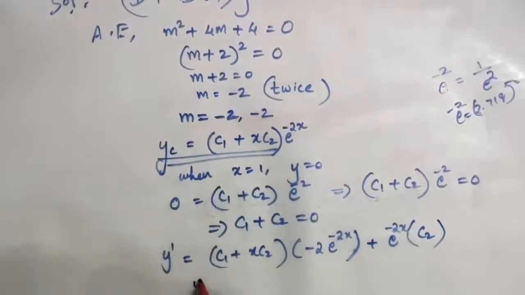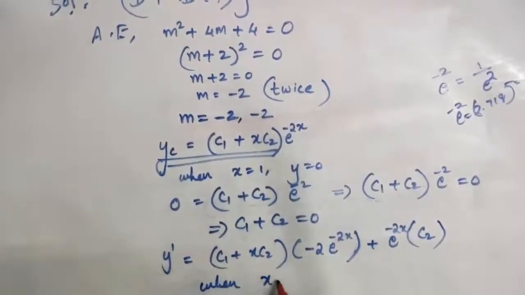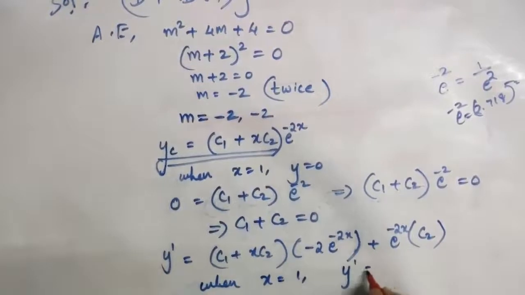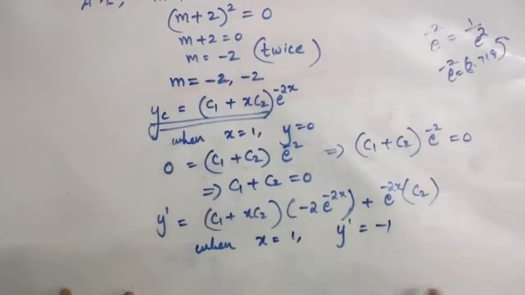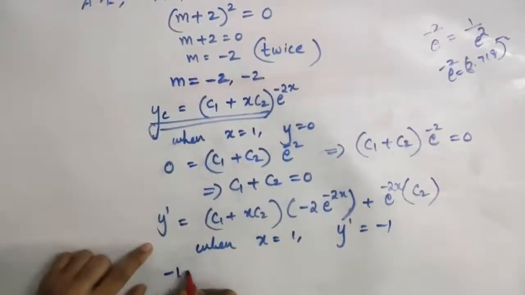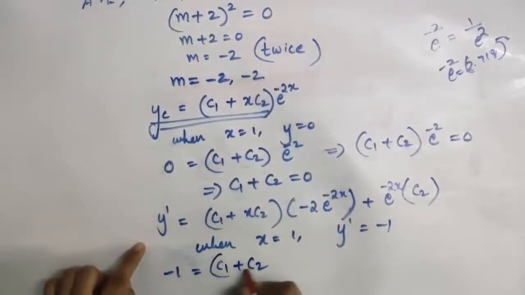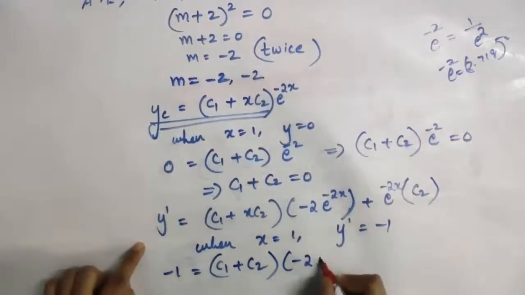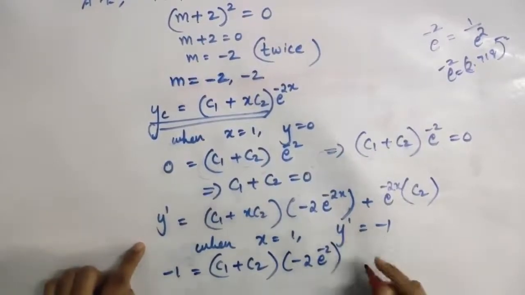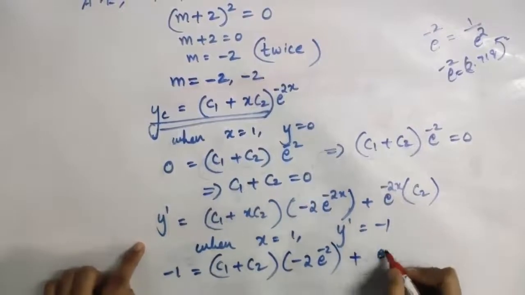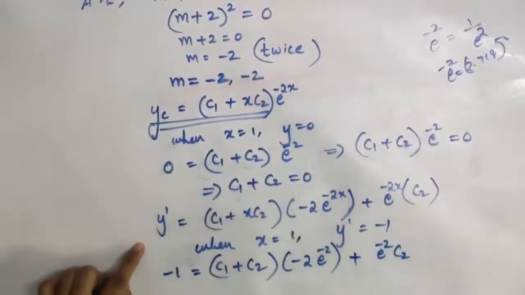Now it's given that when x is equal to 1, y dash is minus 1. It's given to you, so let's use it here. So minus 1 is equal to, put x is equal to 1 here. It is c1 plus c2 because x is 1. So it will be c1 plus c2 minus 2 into e to the power minus 2, plus e to the power minus 2 into c2. It will be something like this.